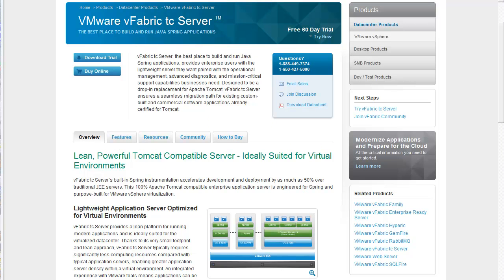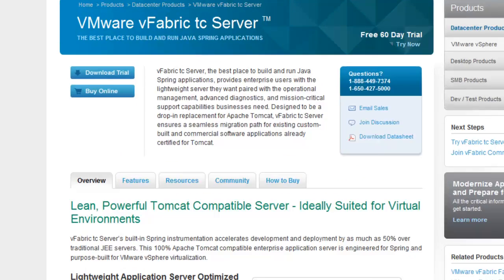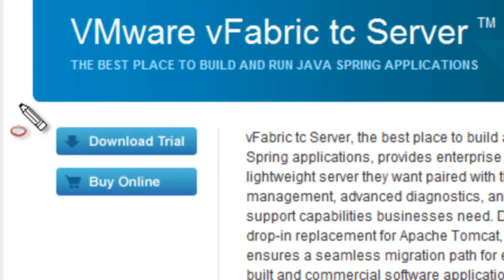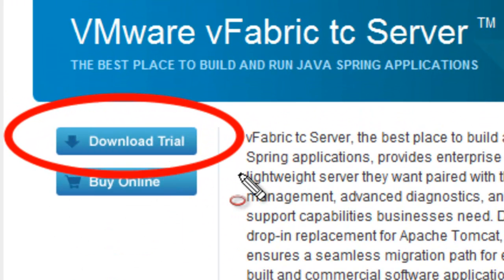With vFabric tcServer, one of the main benefits is the cost saving for an organization. It is the perfect application server for a virtual environment. You should go and download a trial.